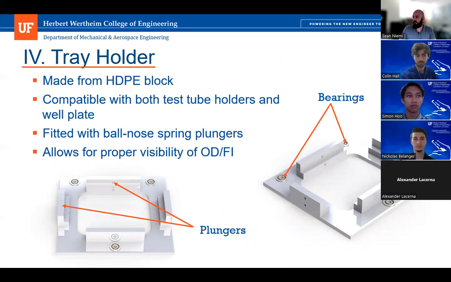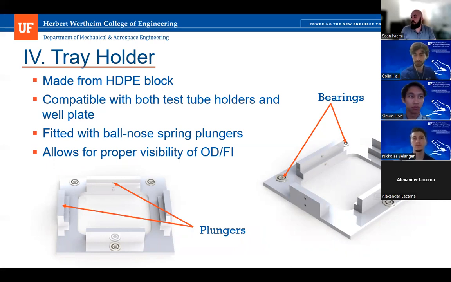So the tray holder was planned to be milled from HDPE, high density polyethylene, but we ended up 3D printing it from PLA for our testing procedures. HDPE was selected due to its chemical and heat resistance, as well as its low cost and durability.